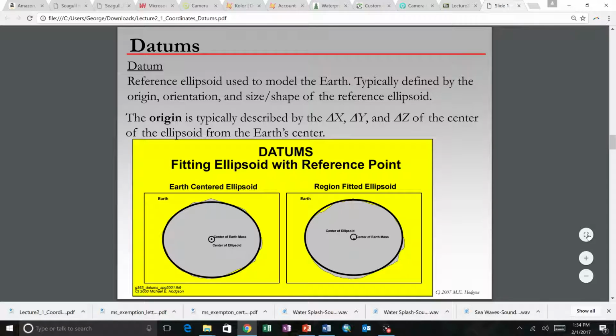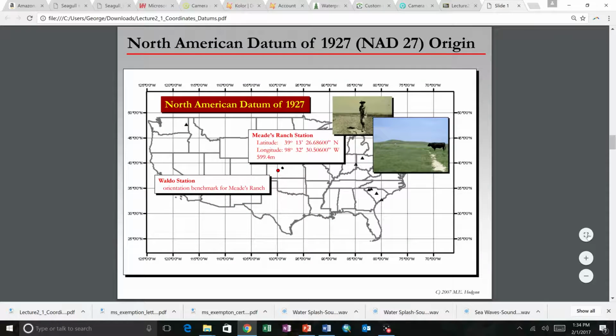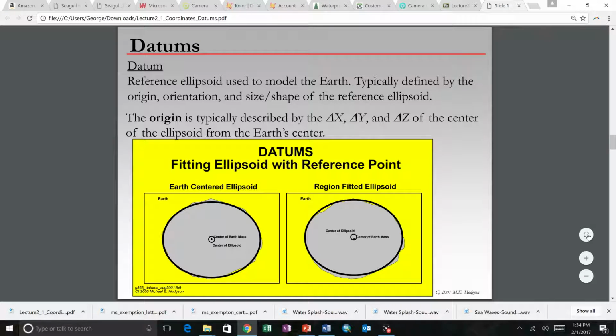So the origin is the center of the Earth. And sometimes the center of the Earth is actually modeled in a different location, okay? Particularly in region-fitted ellipsoids. Notice that the center of the Earth is off a bit from the center of the Earth. Typically, we refer to that tie point back to the Earth as the datum.